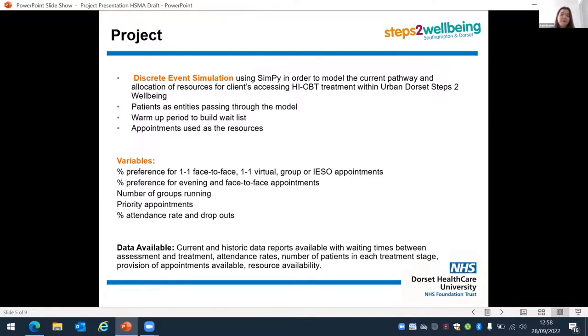And we were thinking about things like, what percentage preference do people want? Face-to-face, virtual, group, the online appointments. What percentage do people want evening, face-to-face appointments? How many groups do we currently have? Who's priority? And things like attendance rates and dropout rates as well, because generally it's higher for groups, so that might also impact things. We do have access to a lot of data within IAPT. I thought it'd be a lot easier to get the data for what we were using. It turned out to be a bit more tricky, but we have data from people currently waiting and also people who have waited and had treatment as well, and that's what we were using for our model.